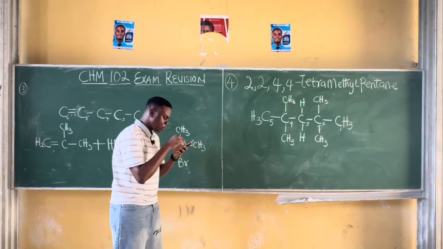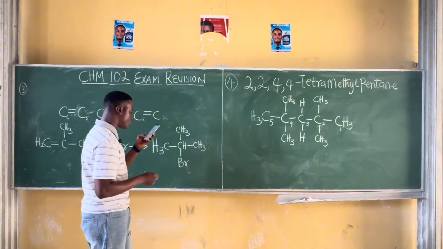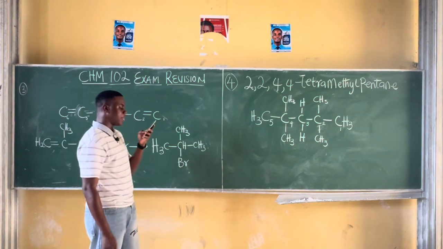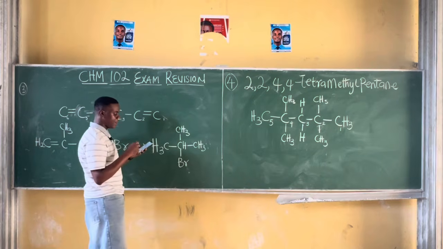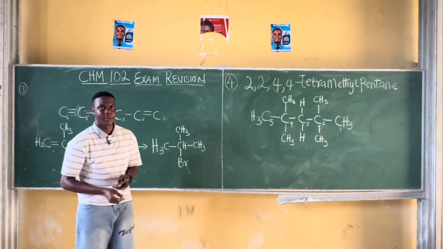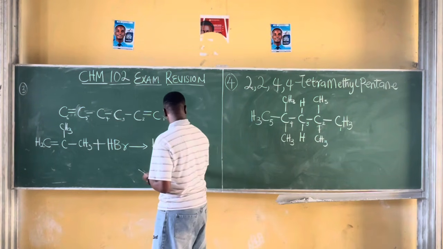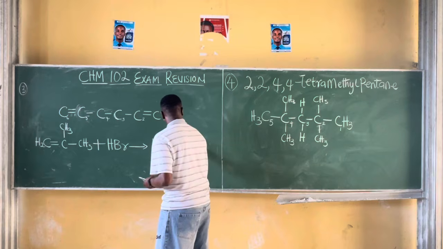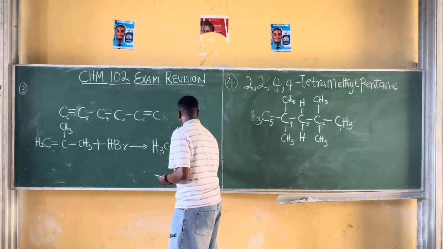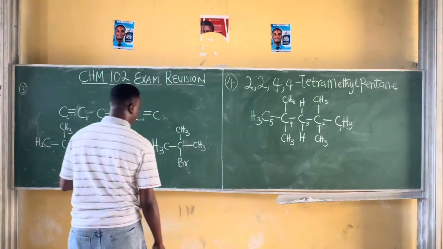All right. So this becomes the product of the reaction. From the options, what answer is that? The option says 1 bromo, 2 methyl propane. No. 2 bromo, 2 methyl propane. Yes. So the answer is option 2, 2 bromo, 2 methyl propane. All right. So that is the answer to this problem.